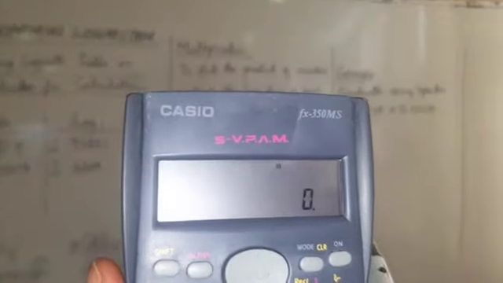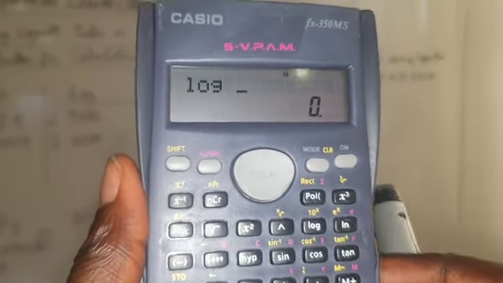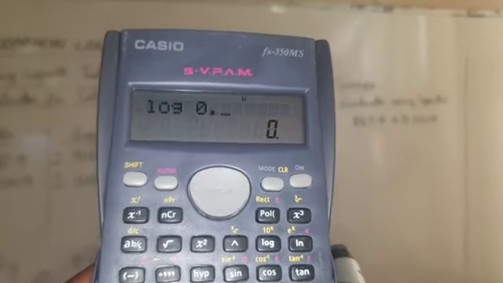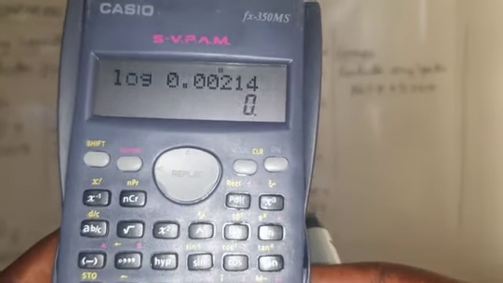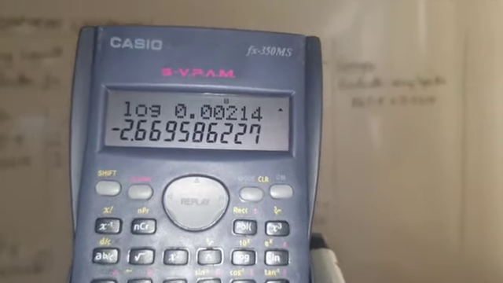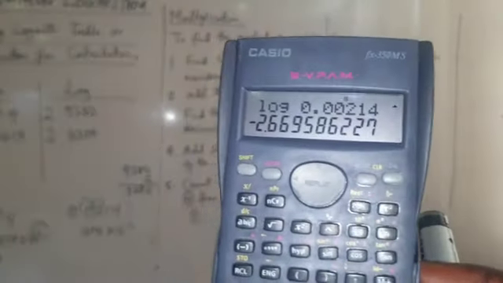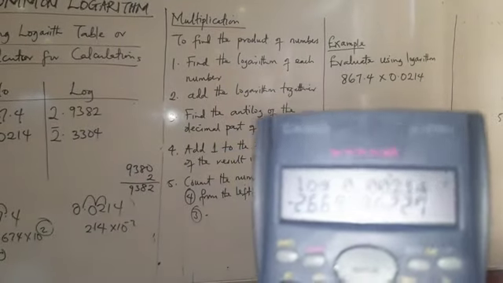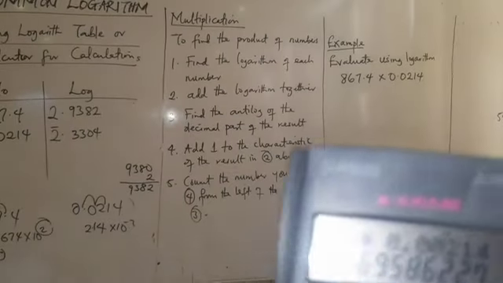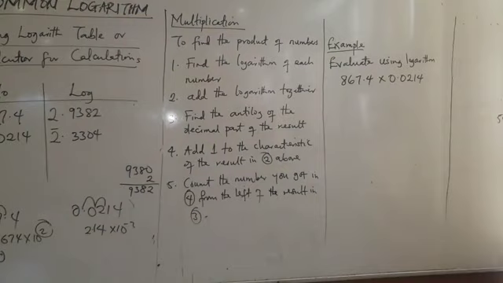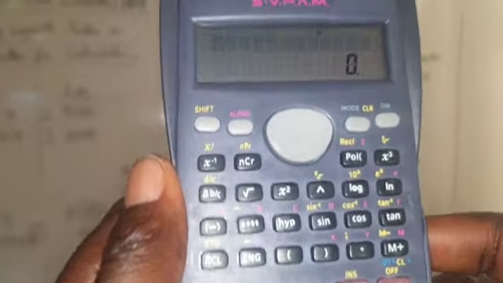If I press log here, log 0.00214, this is what I'm going to get. You can see what we have there. It's not the same thing as what we have on the board. You can see it's not the same. So what are we going to do? You notice that the characteristic part is correct, which is -2. I've got -2 there. So instead of doing that, what we're going to do is this. You press log again.